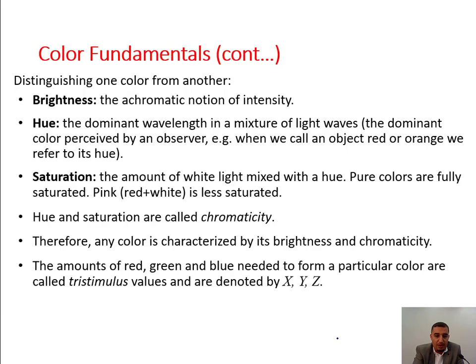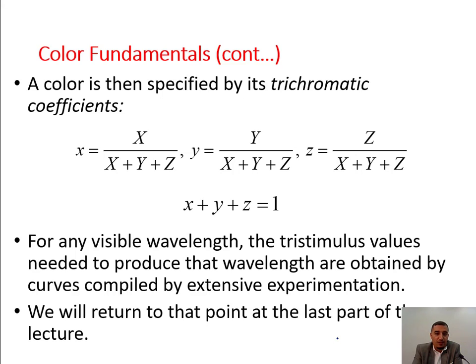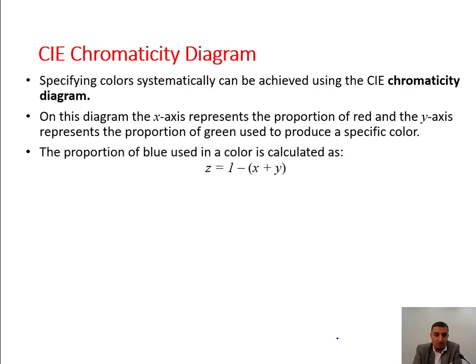The amounts of red, green, and blue needed to form a particular color are called tristimulus values and are denoted by X, Y, and Z. The color is then specified by its trichromatic coefficients: x is equal to X over X plus Y plus Z, y is equal to Y over X plus Y plus Z, and so on. The summation of all three will give us 1. For any visible wavelength, the tristimulus values needed to produce that wavelength are obtained from curves compiled by extensive experimentation. We will return to that point in the last part of our lecture.